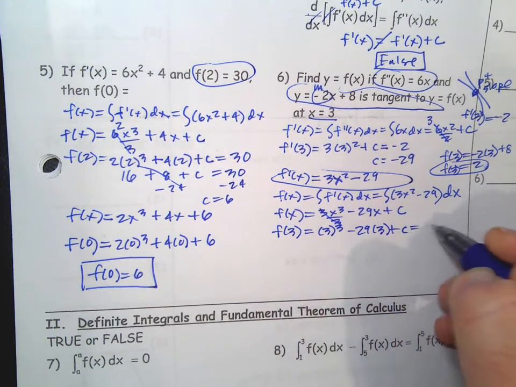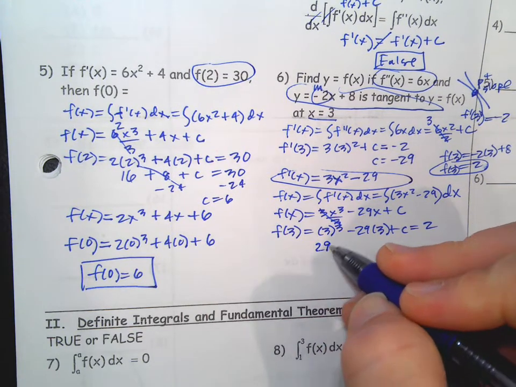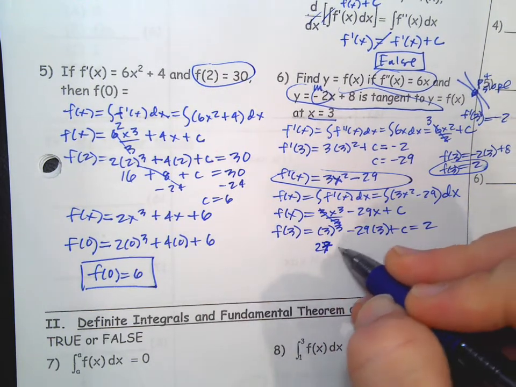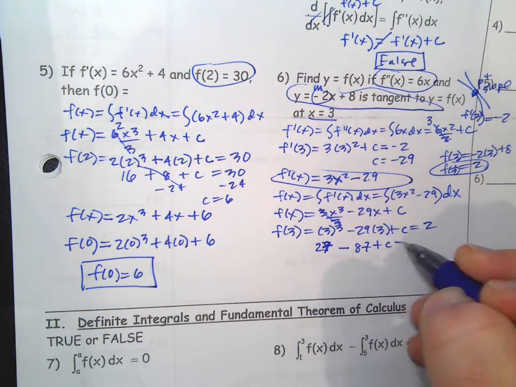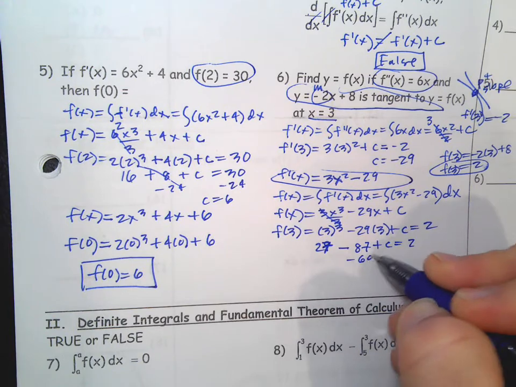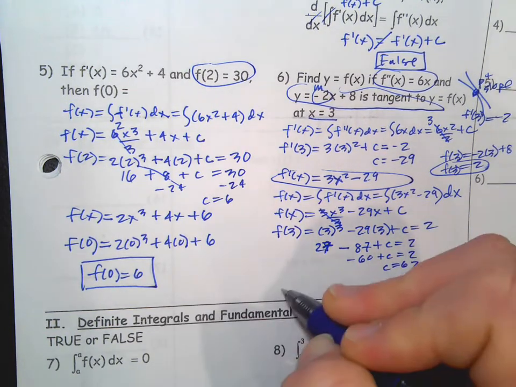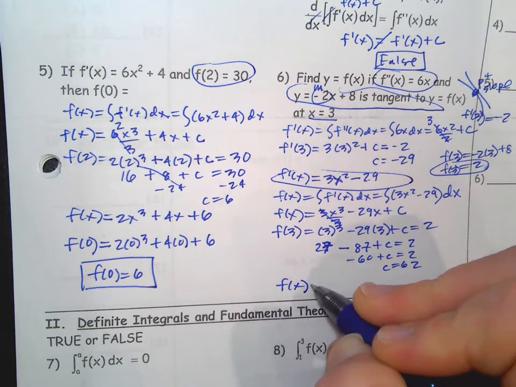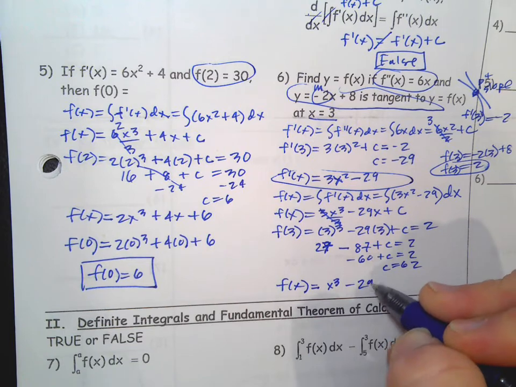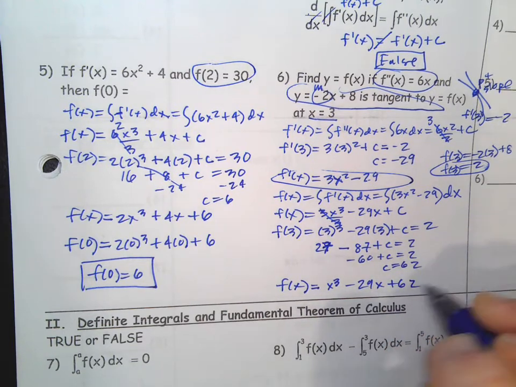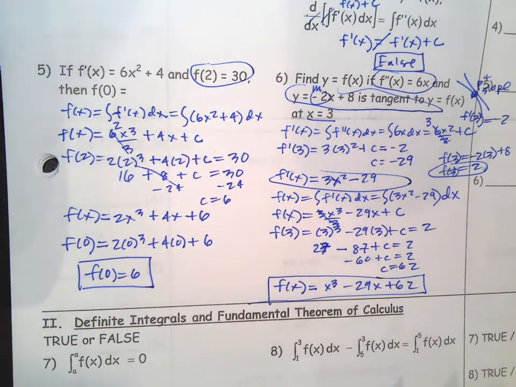And it should equal 2. So this is going to be 27 minus 60, 87. So that's going to be negative 60. So C equals 62. So your final answer is 5x, x cubed, 29x plus 62. So we've done a bunch of those. Shouldn't be surprised if you get one like that on the test.